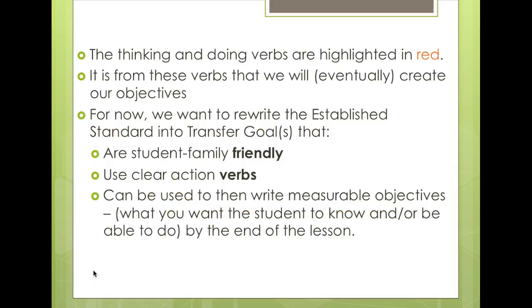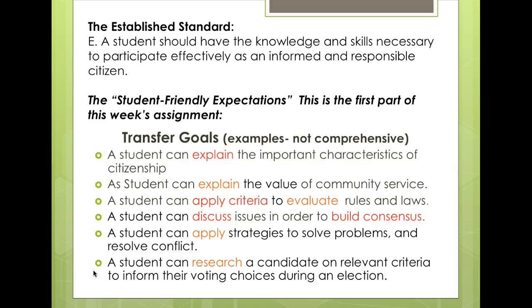So the thinking and doing verbs are highlighted in red, and these verbs will create our objectives and the goal. For now, we want to rewrite the established standard into transfer goals that are student-friendly and use clear action verbs and can be used to write measurable objectives. So what you have to do is think, can it be measured? Can it be observed? Can I actually somehow quantify or qualify it in a specific way? So specificity, you're thinking specificity.